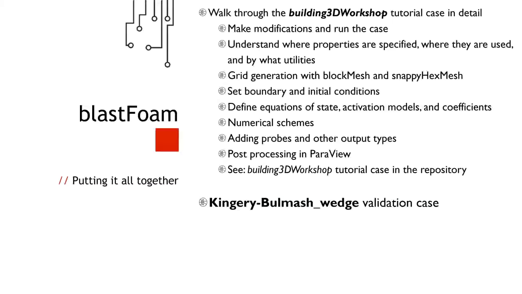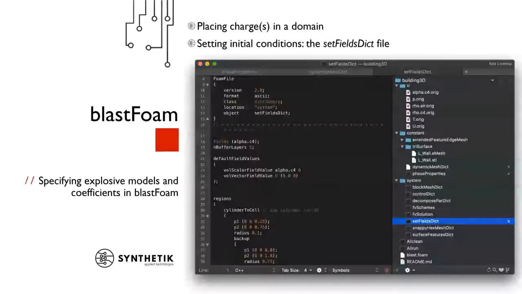Basically, we'll look at how we generate the mesh with blockMesh and snappyHexMesh, setting boundary conditions and initial conditions, which we haven't talked about yet. Those equations of state we'll look at again, and some of the numerical schemes. Probes and other output types are going to be important here. And then also some post-processing and ParaView. And then we'll go through the Kingery-Bulmash mesh wedge case, just so you can see another validation case.